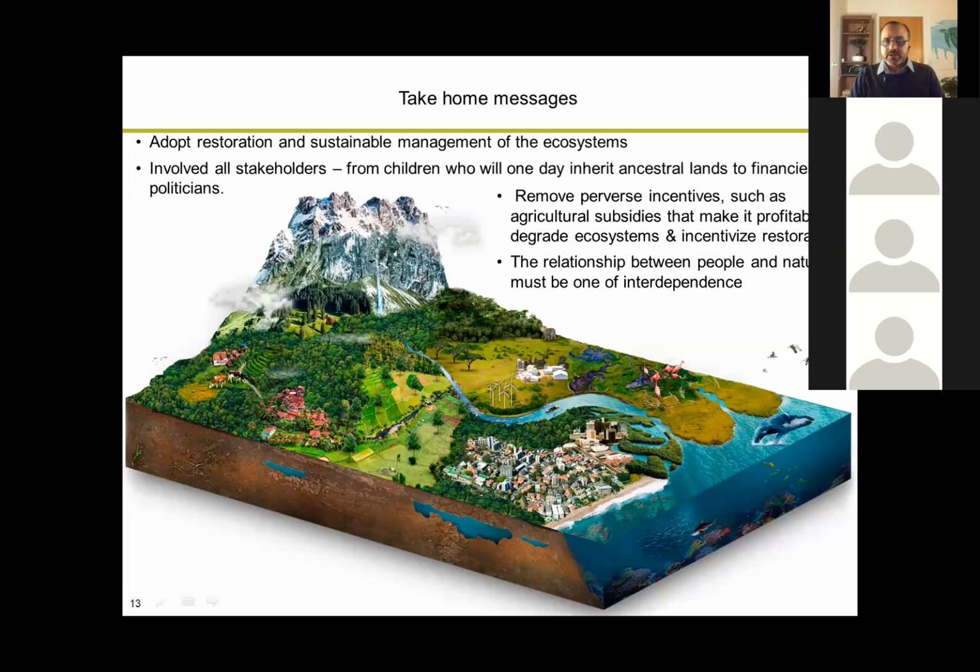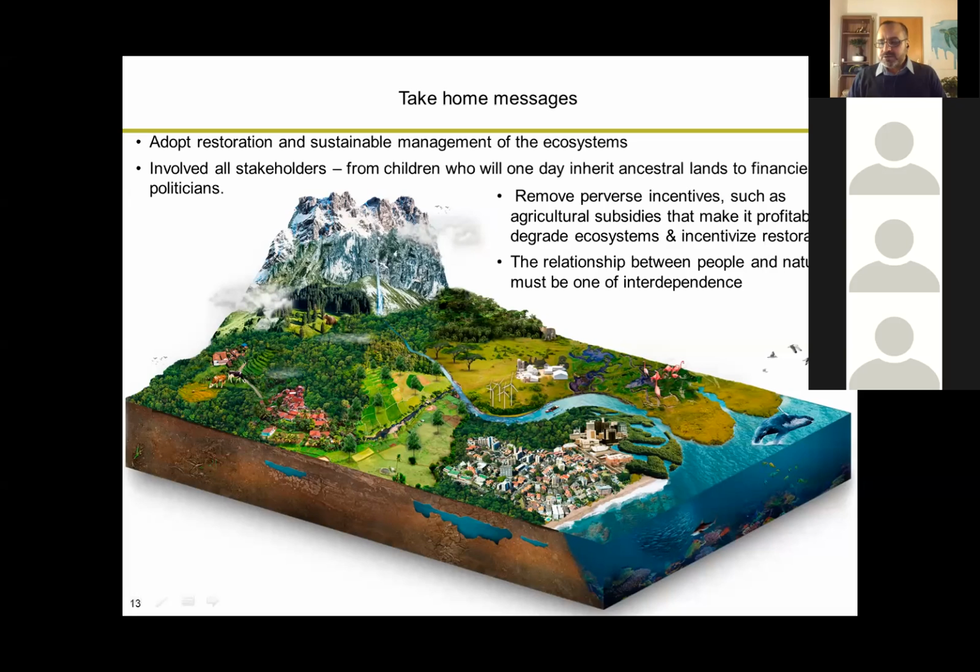We should adopt restoration of all ecosystems at all different scales, and sustainable management of our ecosystems. We should involve all stakeholders, starting from children. We should also ask them, what are your problems? What do you think can be the solution? I always get annoyed when we go to the people and tell them, this is a solution we thought for you. We never involve them. From children to primary and secondary stakeholders, to financiers and politicians, everyone should be brought into the loop, and they should sit together and figure out how we can help our home, starting from house to town to city.